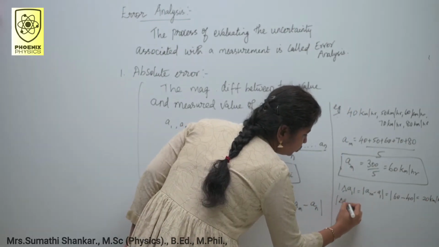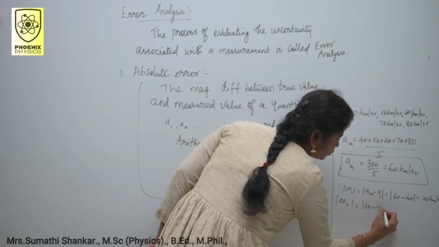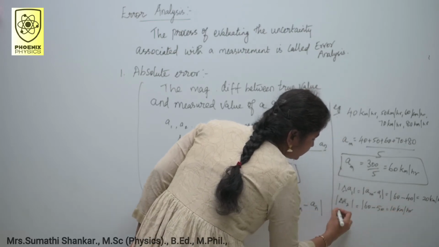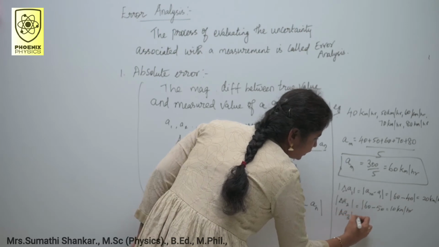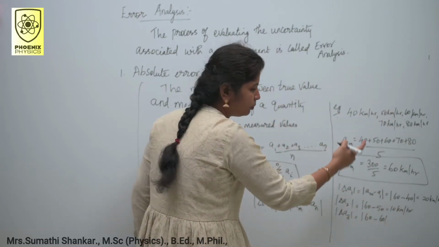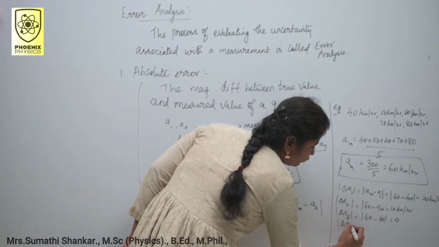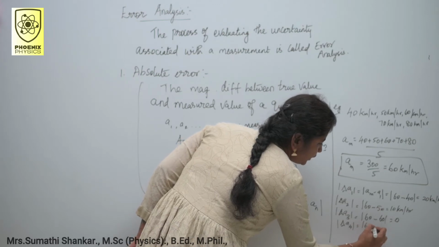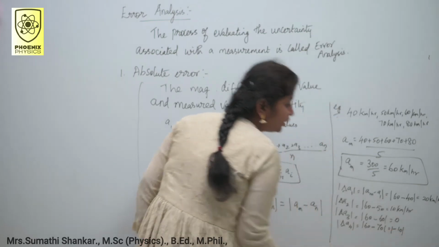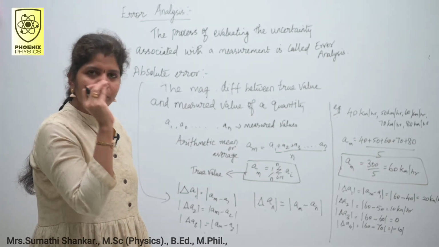Then delta A2, 60 minus 50. So you can get the value as 10 kilometer per hour. And delta A3, here 60 minus 60. My third reading is 60 kilometer per hour. So you can get the value as 0. Then delta A4, that is 60 minus 70. Here I can get minus 10, but I am taking modulus. Modulus means we are considering only magnitude.